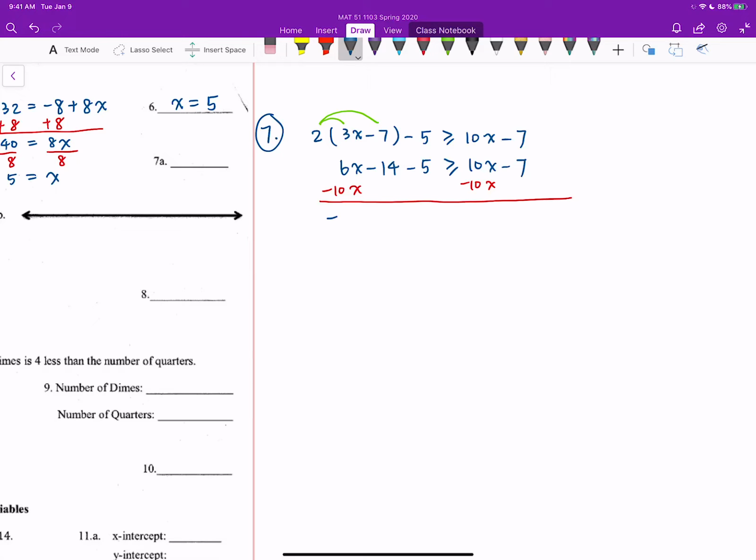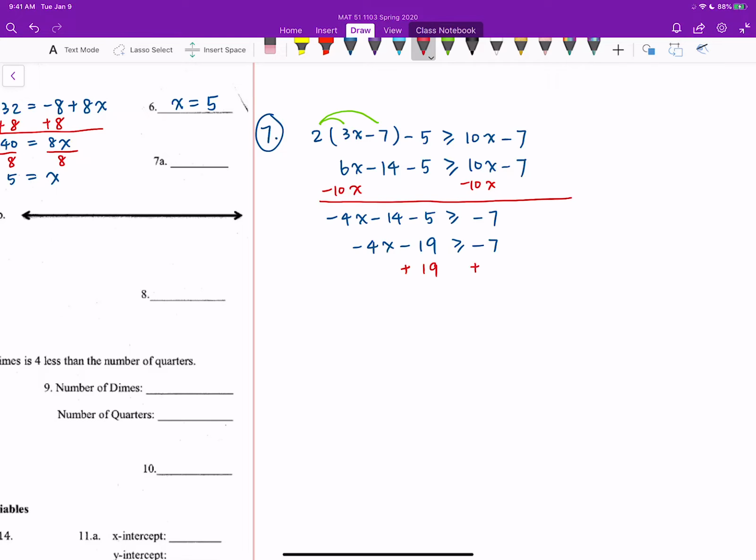That's going to give us negative 4x minus 14 minus 5 greater than or equal to, these two cancel out, negative 7. We could combine the two like terms on the left hand side, negative 14 and negative 5. That's simply negative 4x minus 19 greater than or equal to negative 7. So I actually forgot to combine negative 14 and negative 5 earlier. It's probably better if you combine negative 14 and negative 5 first before you subtract 10x from both sides.